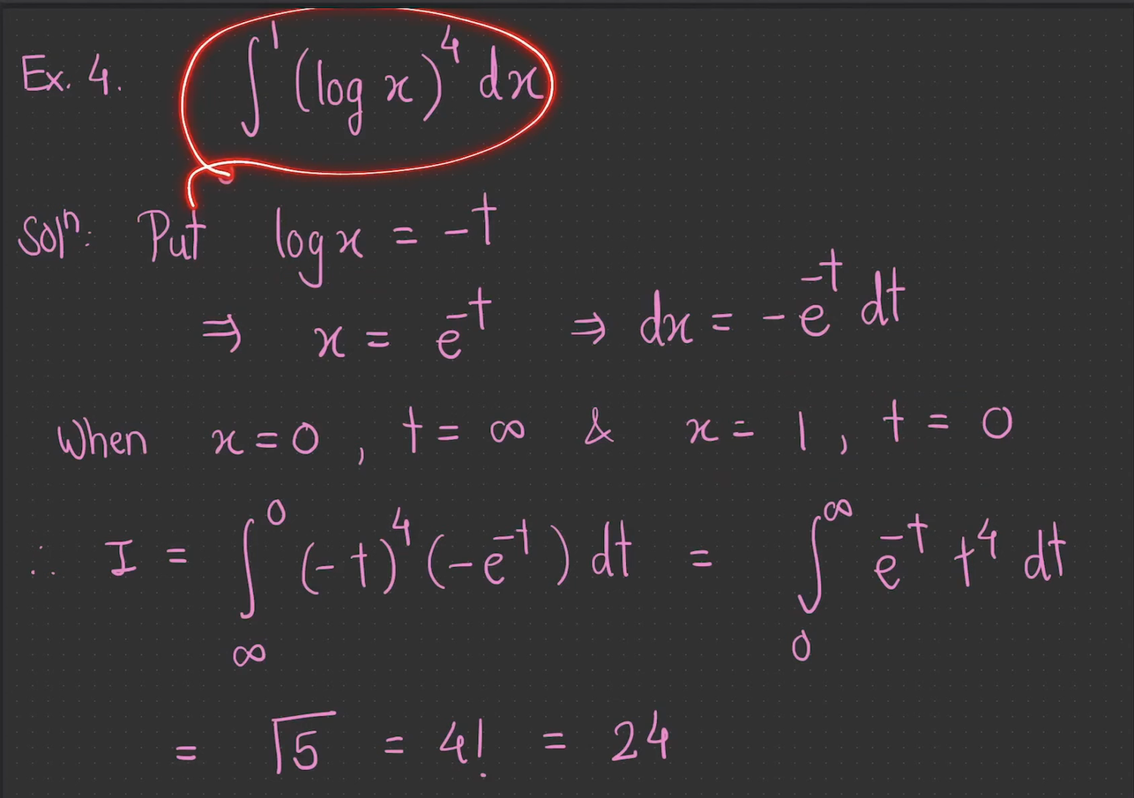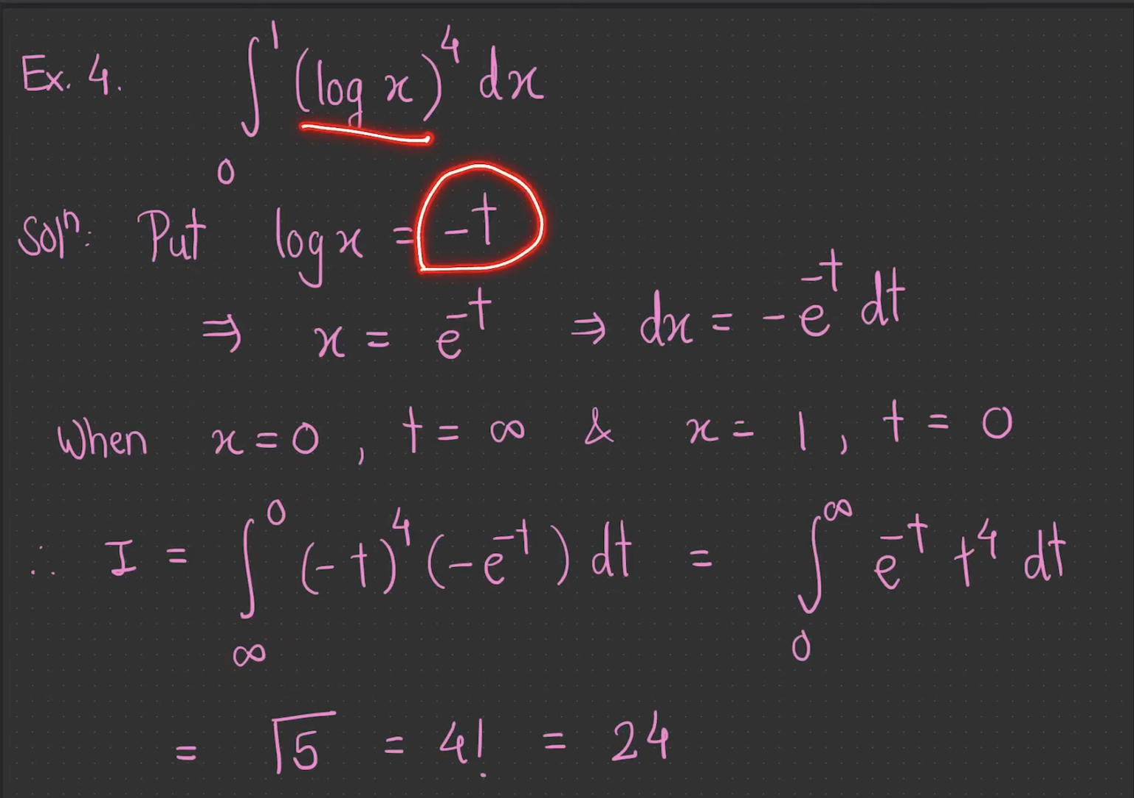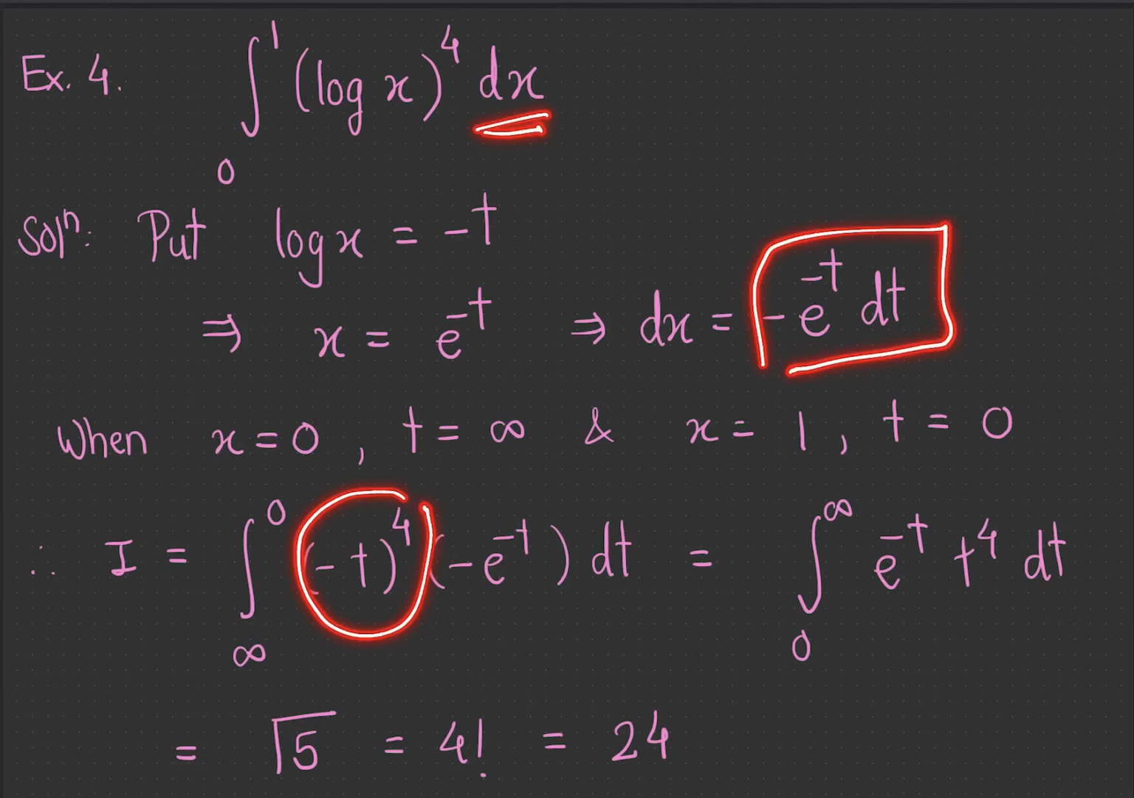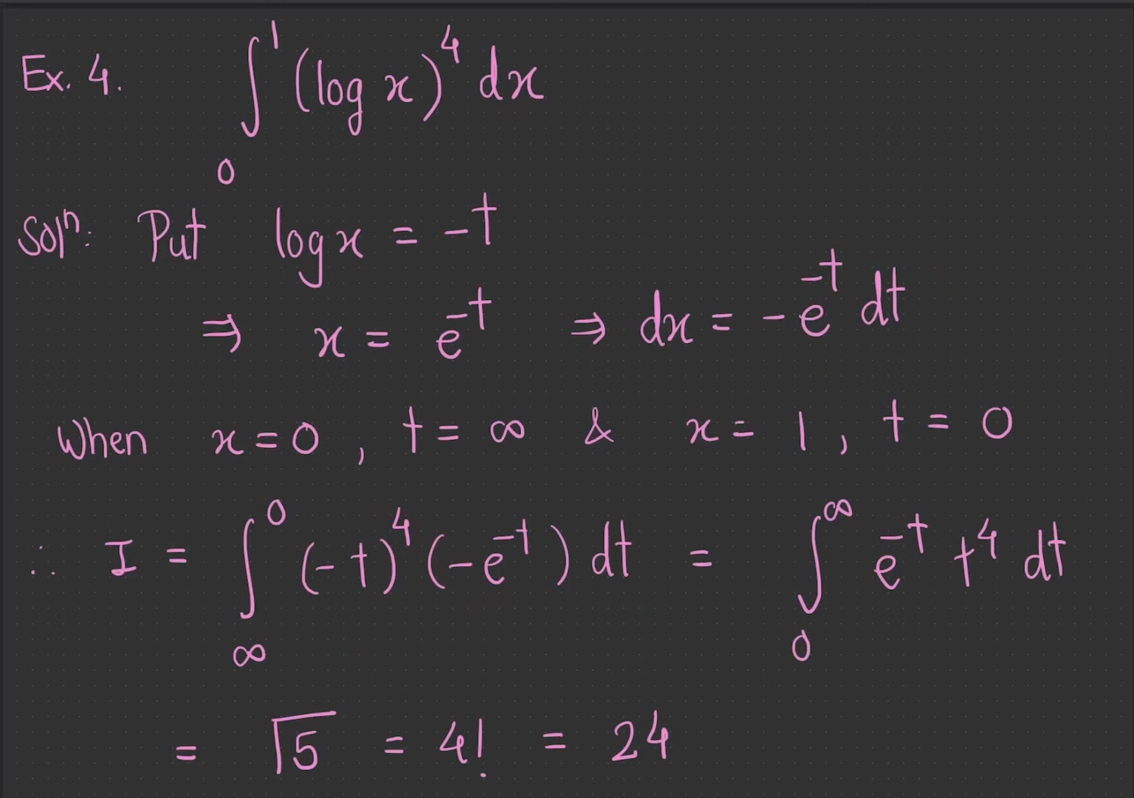So this integration becomes integration infinity to 0. Now log of x raised to 4, what is log of x? This is minus of t. So minus of t raised to 4. What is dx? dx is minus e raised to minus t dt. Now again I will merge this minus sign into this integration. So this will become integration 0 to infinity. And minus of 1 raised to 4 is 1. So this will simply become integration 0 to infinity e raised to minus t, t raised to 4 dt.